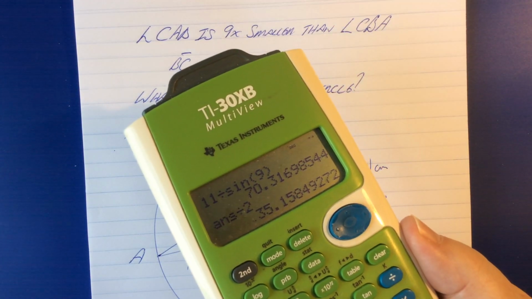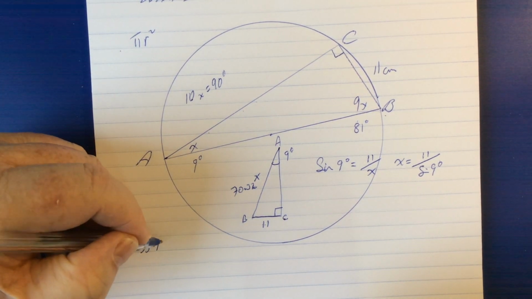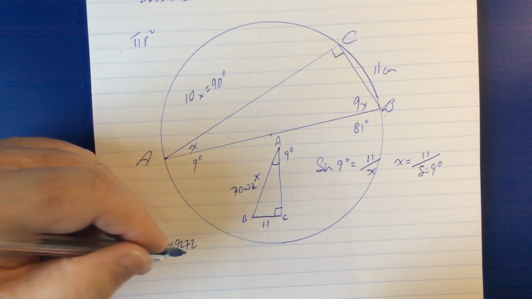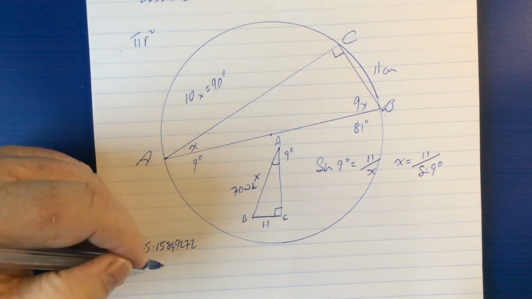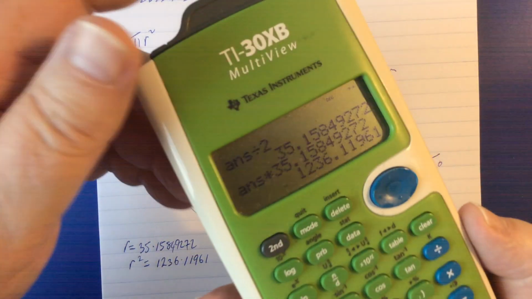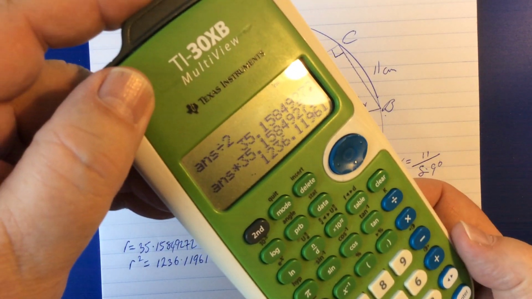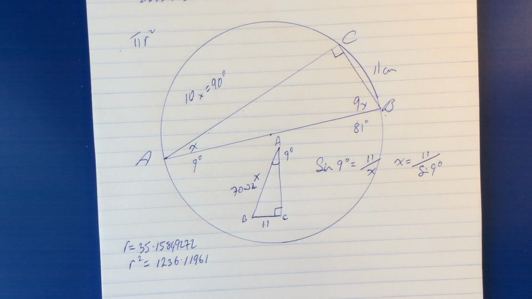Now I'm going to halve that. And that is our radius. So let's get some space on here. R is equal to 35.15849272. We'll be as accurate as we can. Now we're going to square that. So r squared is equal to 1236.11961. Got all that? So there we are. Okay, so we multiply that by pi.